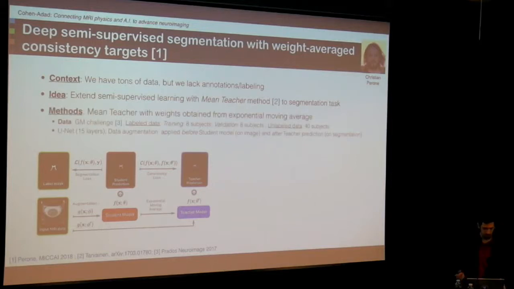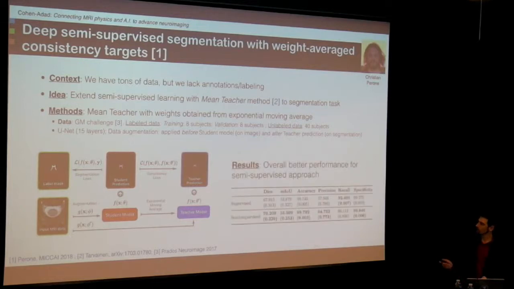So we used the traditional UNet and the same data set as before, with 40 subjects for training and 40 for testing. And the results overall show better performance of the semi-supervised learning, with an augmentation of dice, accuracy, precision, so most of the metrics. And again, you can see more details in the published paper.